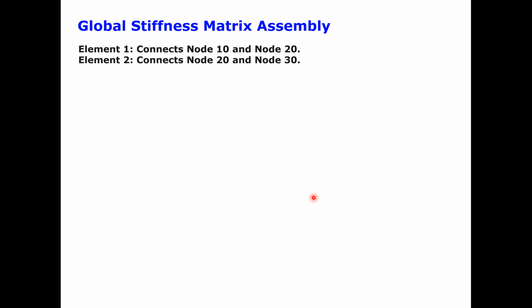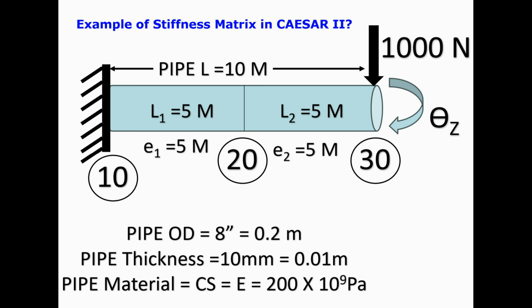So, global stiffness matrix assembly. The global stiffness matrix is assembled by combining the stiffness matrices of all the elements. Each element contributes to the global matrix based on its node connections. In our case, for 2 elements and 3 nodes, element 1 connects node 10 and node 20, and element 2 connects node 20 and node 30.